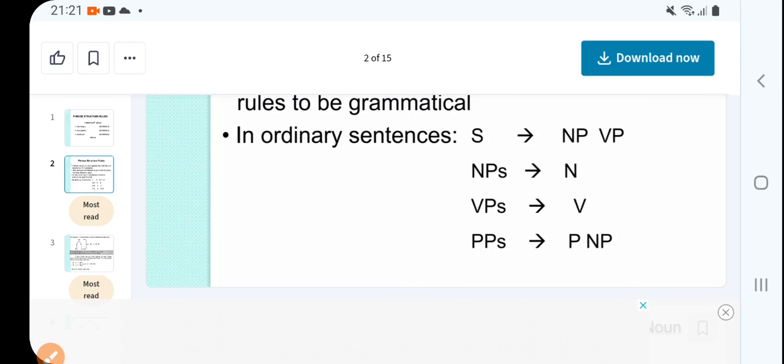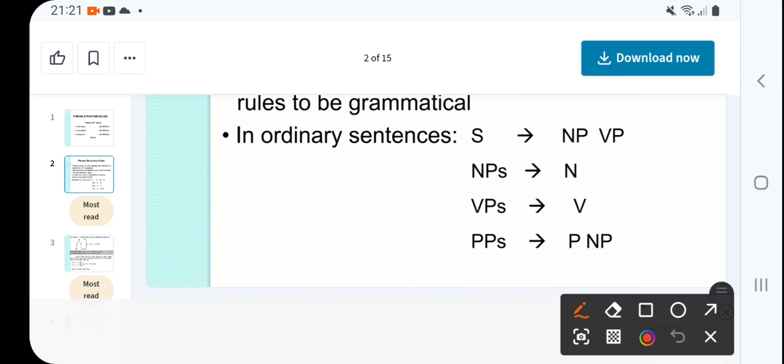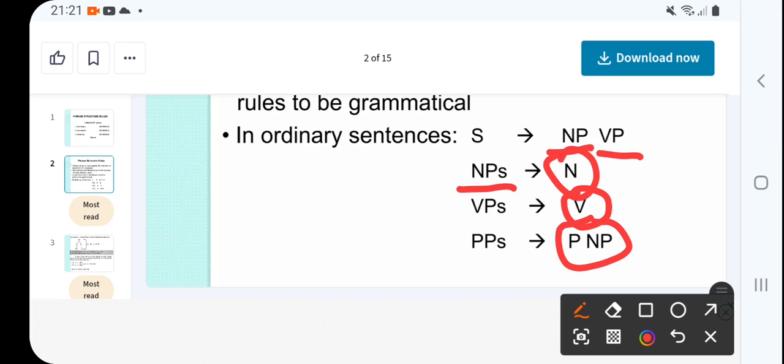An ordinary sentence is divided into two phrases, noun phrase and verb phrase. A noun phrase means the head word is a noun, in a verb phrase the head word is a verb, in a prepositional phrase the head word is a preposition, and a prepositional phrase also contains a noun phrase. So that's the ordinary sentence, which contains a noun phrase and a verb phrase, right?